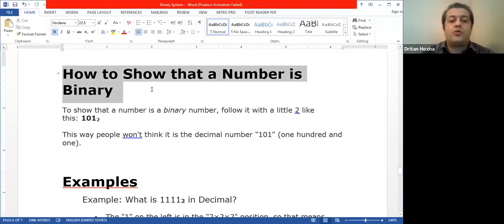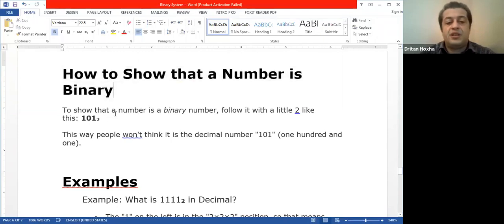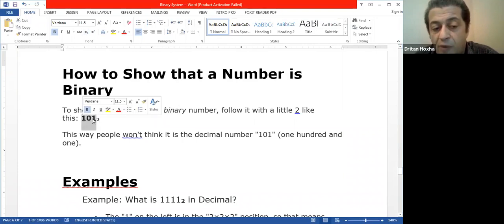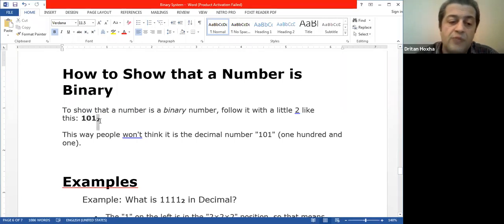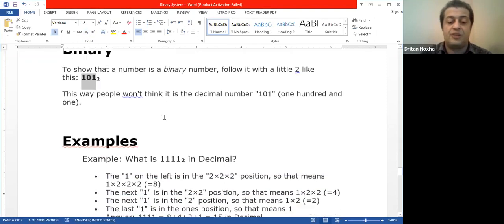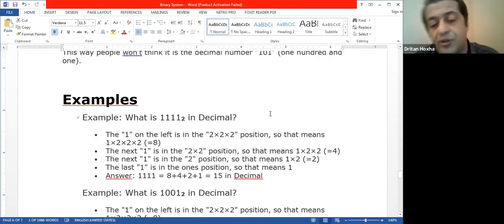How to show that the number is binary? We can write the base 2 at the bottom right part of the number to show that we are not speaking about 101 in our decimal system, but 101 in base 2. So we should write the base 2 here to demonstrate that we are speaking about binary numbers, not decimal numbers. Let's see some examples.